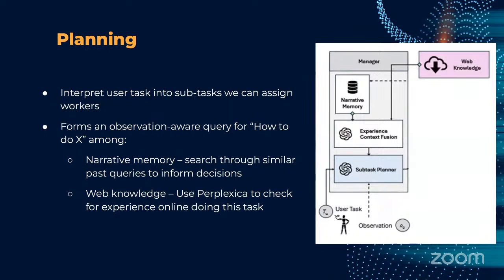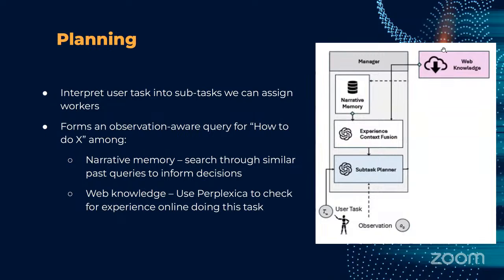The planning step takes in a user task and interprets this into subtasks that we can assign to workers. In order to do this, we start by forming an observation-aware query. So we take in our observations and our query, and we send this as a request for previous context. We have a separate LLM that we can ask, how do we do X? How do we do a thing? And with that, we can query through narrative memory, which is just any previous thing that Agent S has done. It saves the story and whether or not that story succeeded or failed.